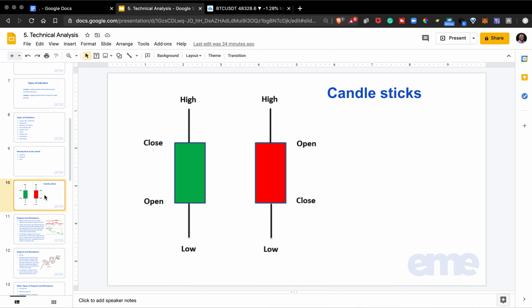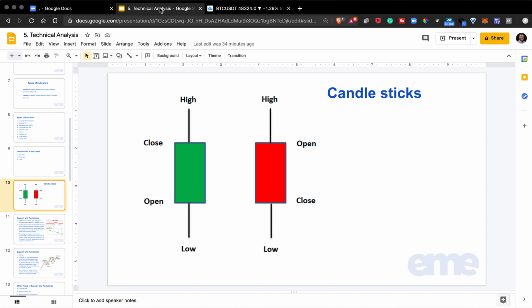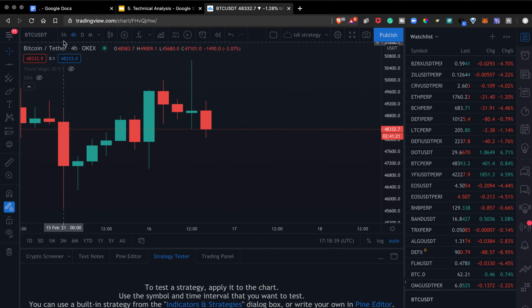Let me give you a quick introduction to candlesticks. Candlesticks represent the behavior of price in the particular time frame you're looking at. So this is the 4 hour time frame, and you can see this candle. It has an upper wick, it has a lower wick, and then it has a body. And why is it red? Red means that price went down.